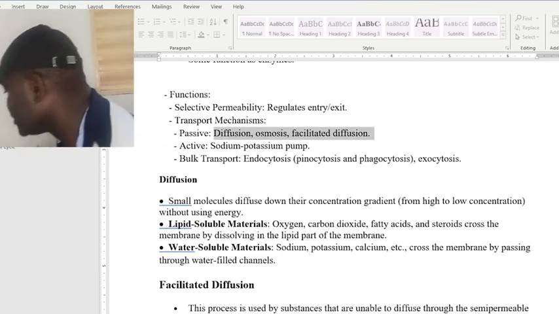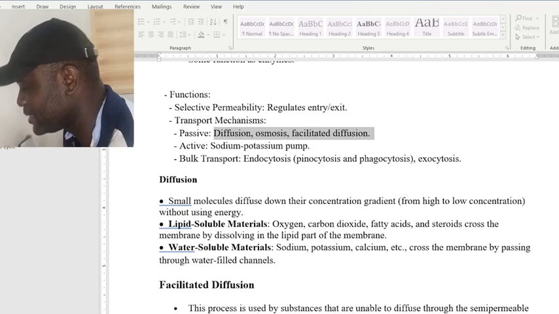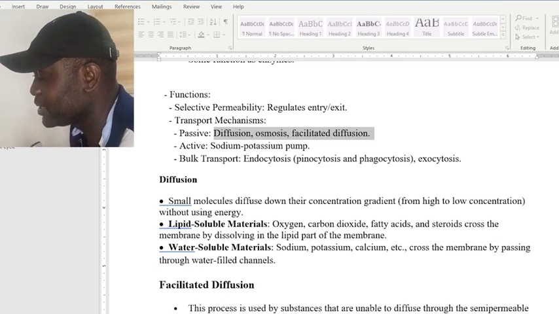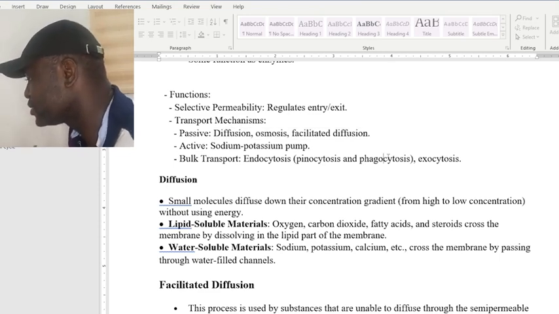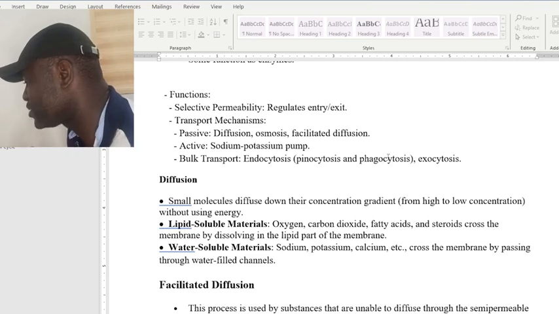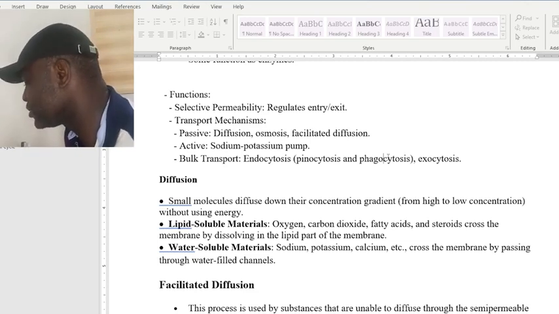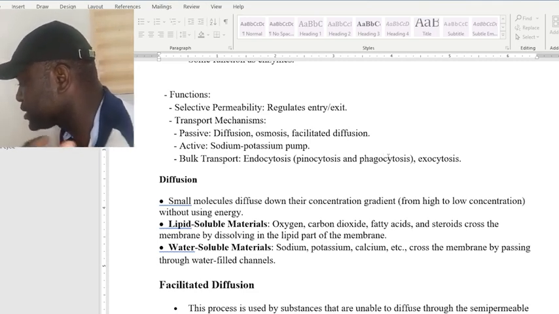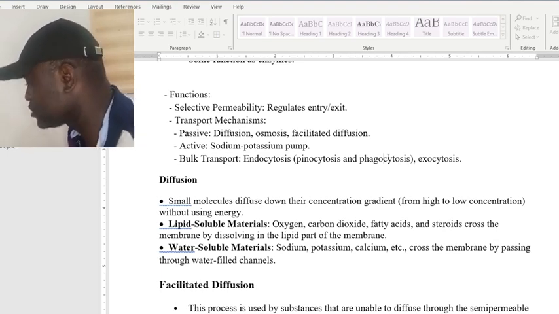Then for the active transport, it requires energy. The energy the cell uses is ATP, adenosine triphosphate. That's the energy that can be utilized by the cell. So under active transport, we also have bulk transport like endocytosis, which can be divided into two: pinocytosis and phagocytosis. Pinocytosis means cell drinking, and phagocytosis means cell eating. Then we also have exocytosis.